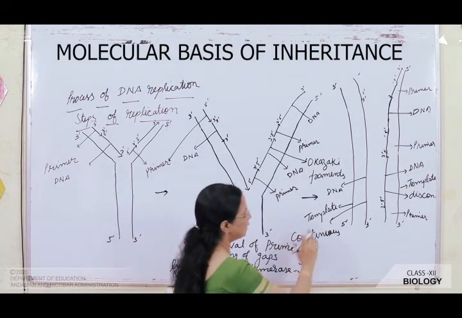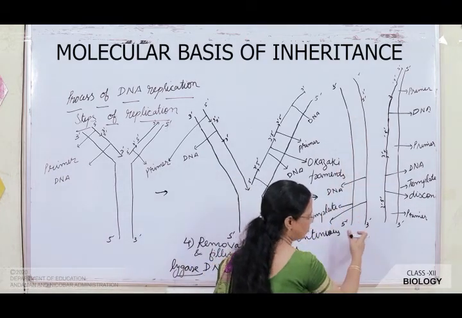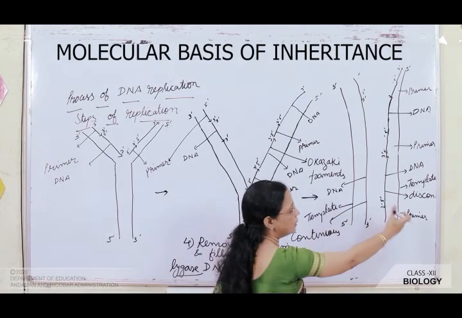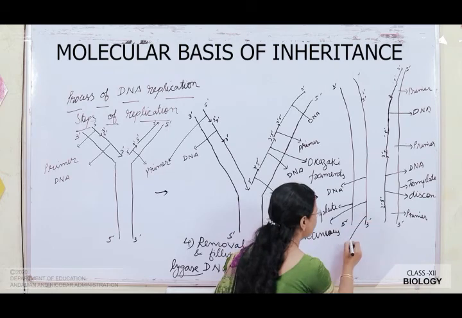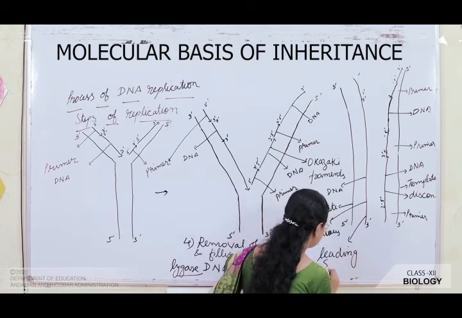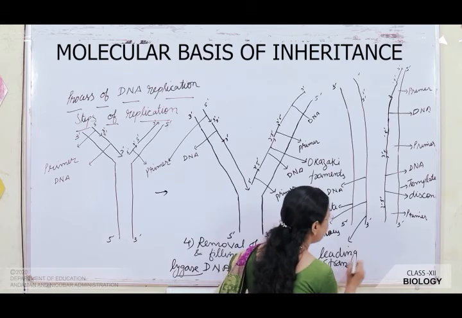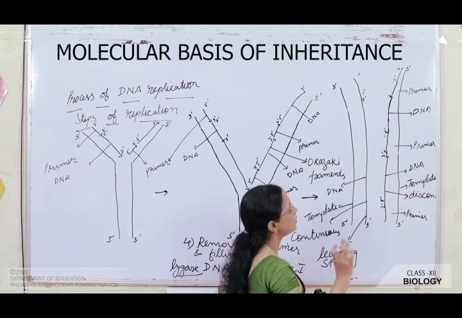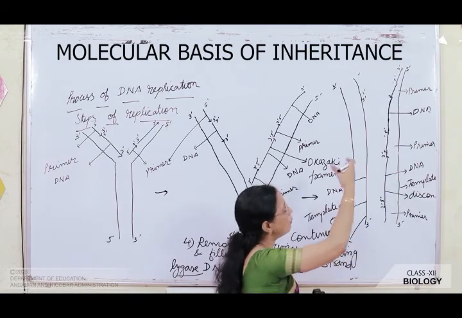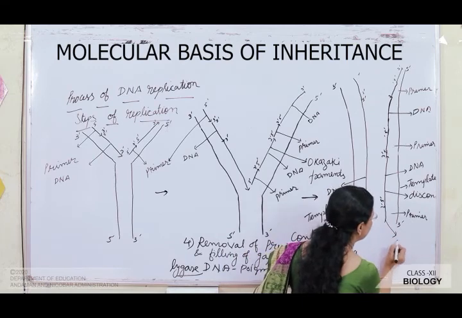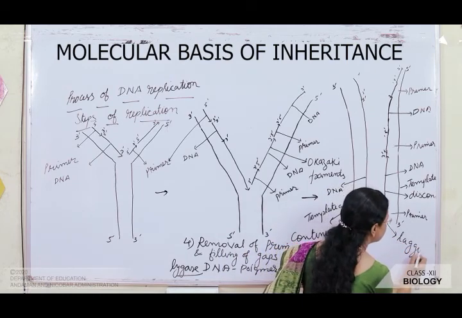Now you have seen that the formation of this strand, a continuous strand, takes place faster than this strand. So this strand is known as the leading strand. And the formation of this strand takes a little bit more time. The reason is that too many primers are there, so it will take time. So that type of strand is known as the lagging strand.